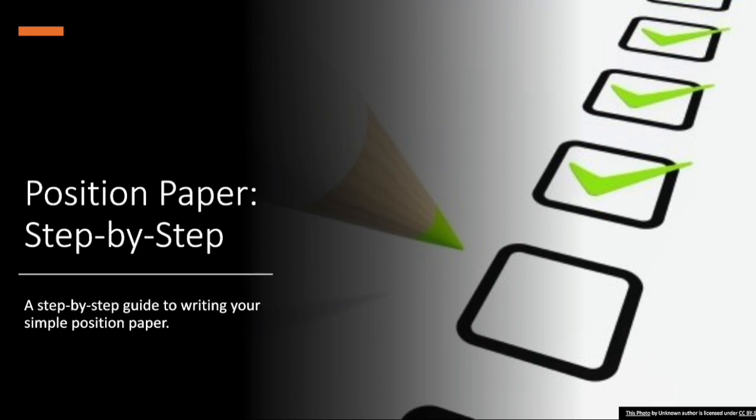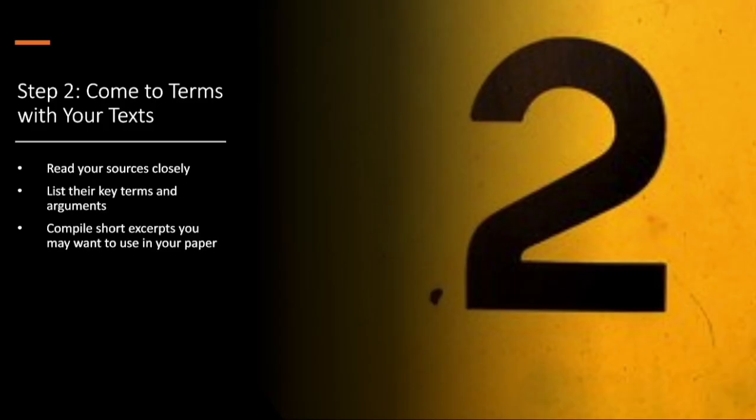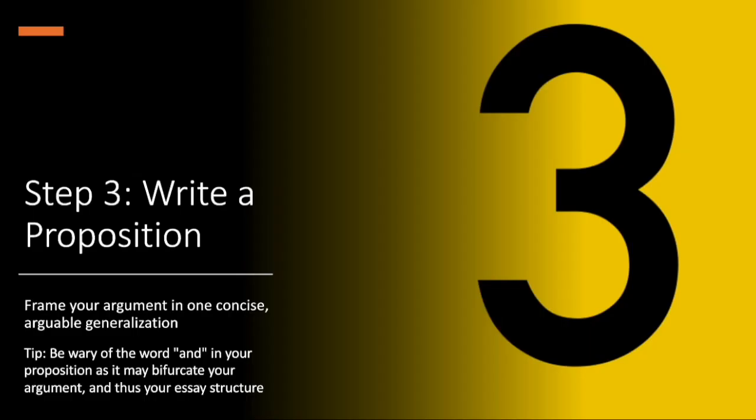I think it's more efficient just to start with the parts of the paper that you're sure about and then work backwards from there. So obviously you have to choose a topic. You've got to do your research. That's step one. Once you do your research, we have to do the thing we learned about from Harris, which is coming to terms with your text. Make sure you're doing a close reading, list out the key terms and arguments, and compile a set of excerpts that you may want to use as direct quotes or paraphrases in your paper.